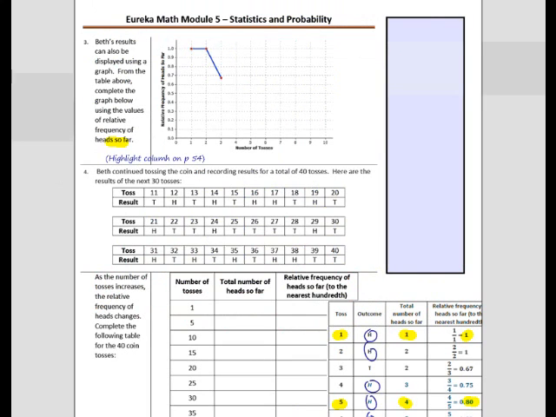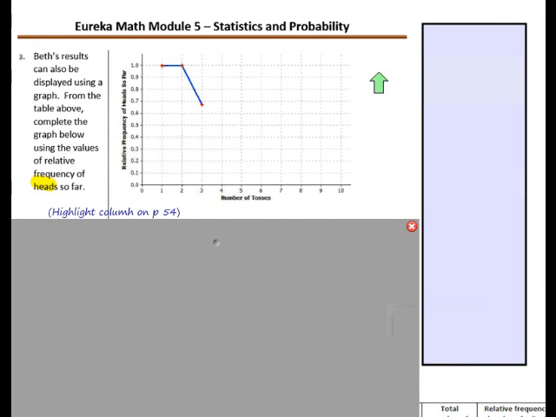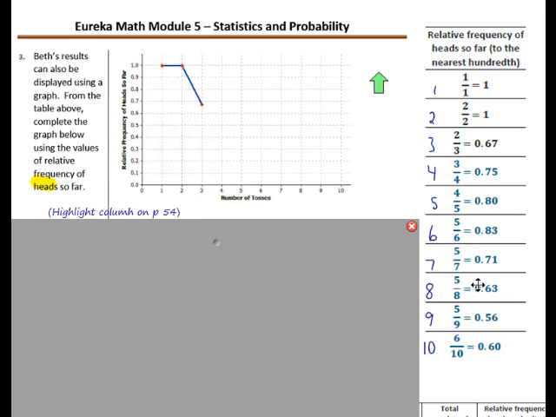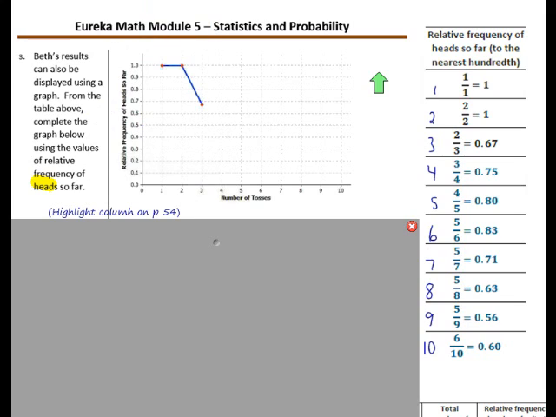In question 3, Beth's results can also be displayed using a graph. From the table above, complete the graph below using the values of relative frequency of heads so far. The table is on page 54 in your book. I have copied the table on this page to make it easier. So if you want to highlight the column in your paper, feel free to do that. All right, so notice that the first 3 points are graphed. Let's just go over how they did that.